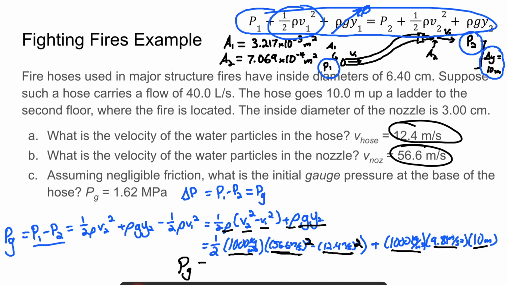of 1,623,000 pascals, or 1.623 megapascals.